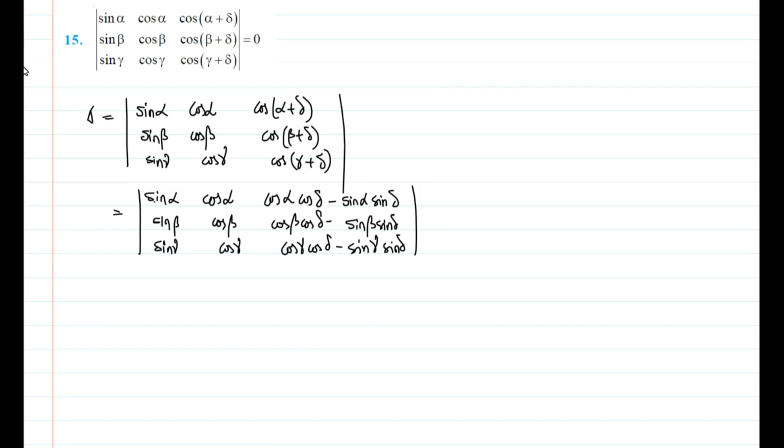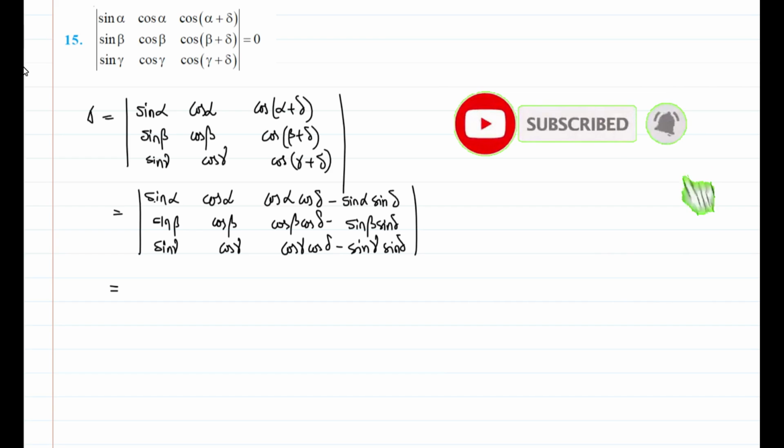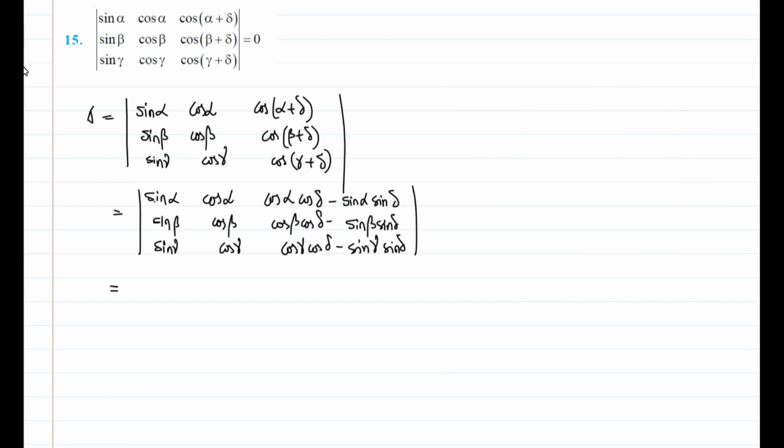In column 1 also we'll be bringing the same thing, and for that we'll be dividing and multiplying sine delta to column 3, and in the same way we'll be multiplying and dividing cos delta to column 2, and these will be simplifying the problem to such a great extent that the problem will be solved. Sine delta and cos delta, so we'll be having sine alpha, sine delta and so on.